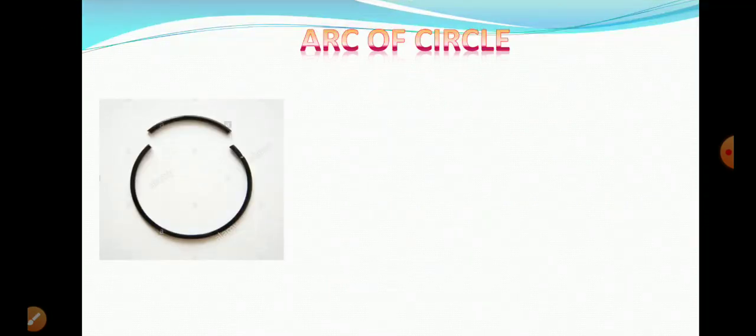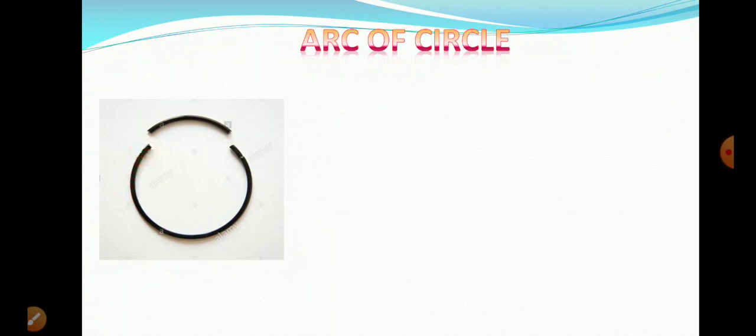Broken pieces of bengal. Here it is. As in this picture there are two pieces of a bengal. The complete bengal is a circle, and this bengal is indicating the circumference of the circle, and this bengal is broken into two parts. The smaller part is represented as minor arc and the larger part is represented as major arc.